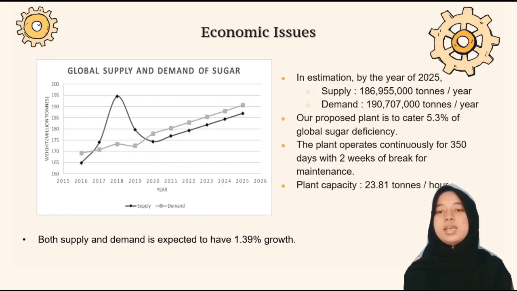Based on the graph, in the estimation for the year 2025, the supply of product is 186,955,000 tons per year, and the demand is 190,707,000 tons per year. Our proposed plant is to cater to 5.3% of the global sugar deficiency. The plant operates continuously for 350 days with 2 weeks of break for maintenance. Thus, the plant capacity is 23.81 tons per hour.